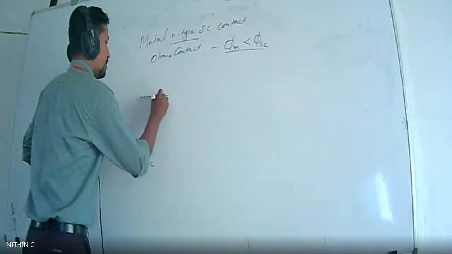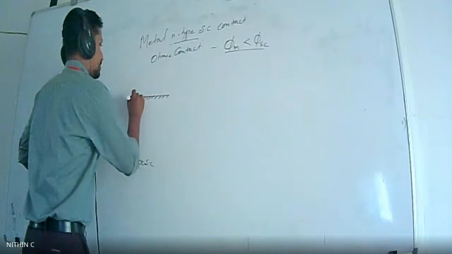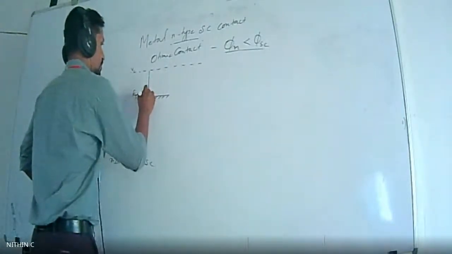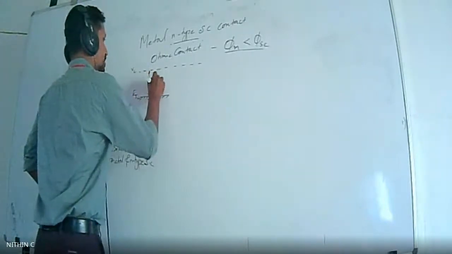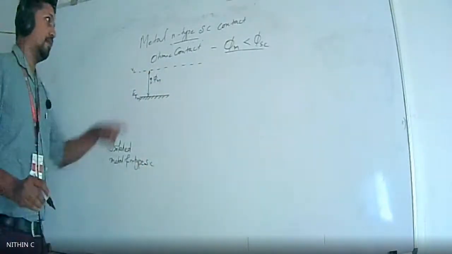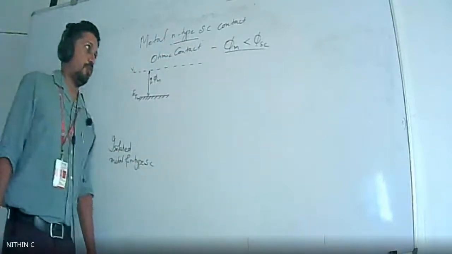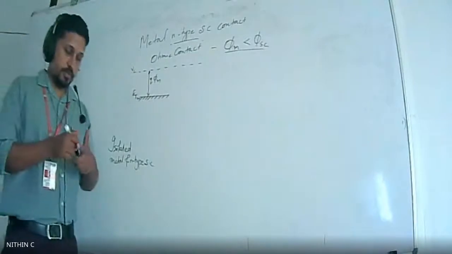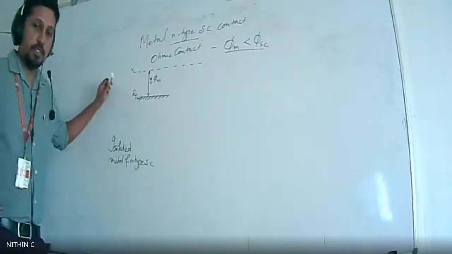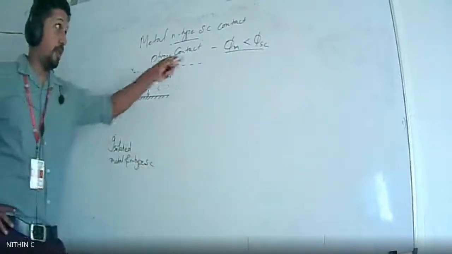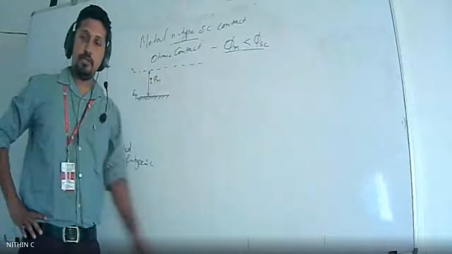EFM as usual. EFM. The vacuum level is Q phi m, that is the work function of metal. The condition is phi m is less than phi s. So what should be the position of the Fermi level of the semiconductor? Anjana, where should the semiconductor Fermi level position be? Above EFM or below EFM, in order to maintain this condition, in order to satisfy this condition?